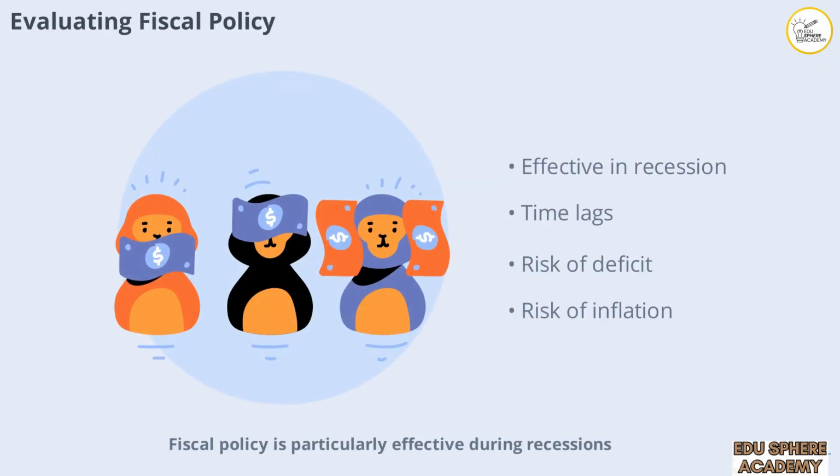Fiscal policy is particularly effective during recessions, as increased government spending can jumpstart economic activity. However, it comes with challenges such as time lags. Policy changes may take time to impact the economy. There's also the risk of budget deficits and inflation if spending is not carefully managed. Evaluating fiscal policy involves weighing its benefits against these potential drawbacks, considering both short-term and long-term effects.